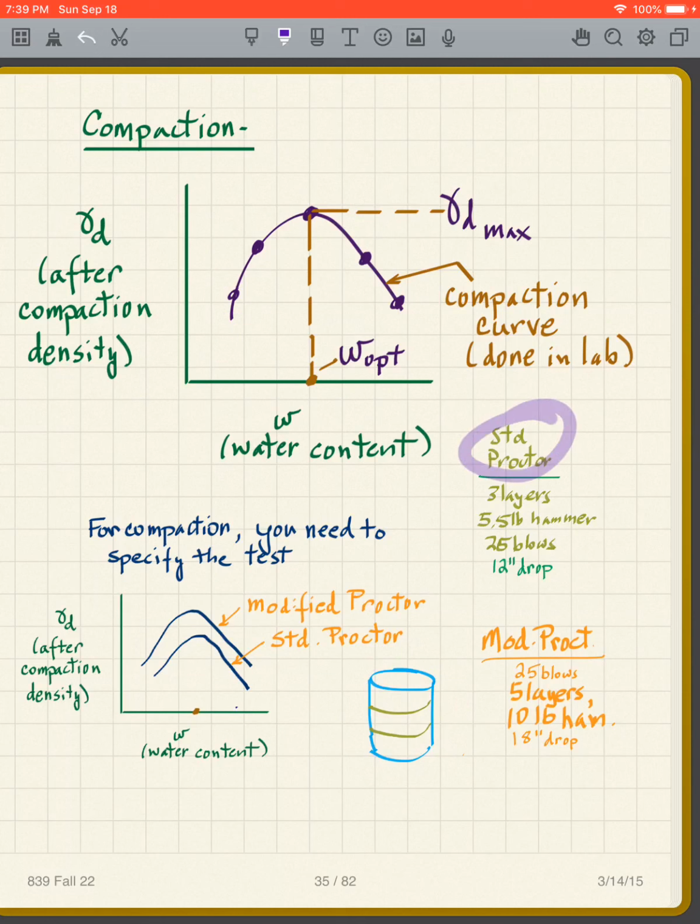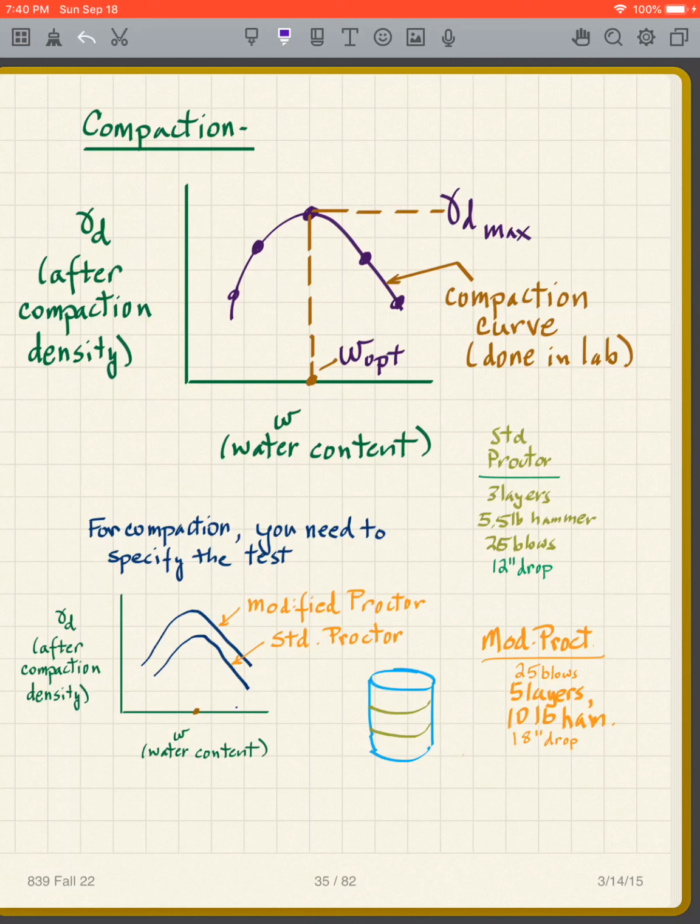So if I do the standard Proctor test, what do I do? I put the soil down here for the first layer, and I take a 5.5 pound hammer and put on 25 blows, dropping the hammer 12 inches. I do that for 3 layers. I then get a density from this and a water content. I put that value on my plot after I've compacted it.